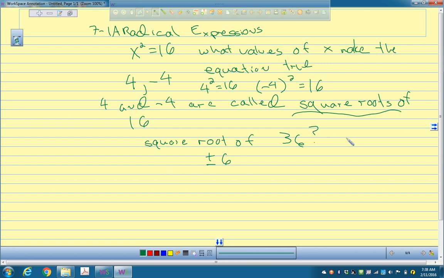How about, what if I erase this and put 121? Quick! You guys know that. Practicing your times tables. You don't know what the square root of 100 is? Write it down.